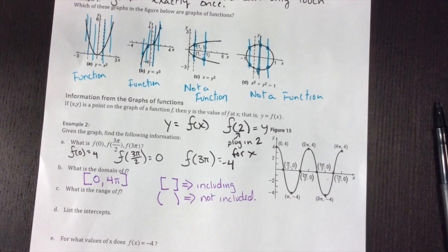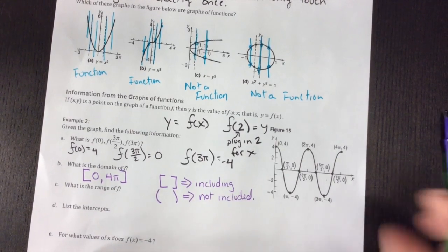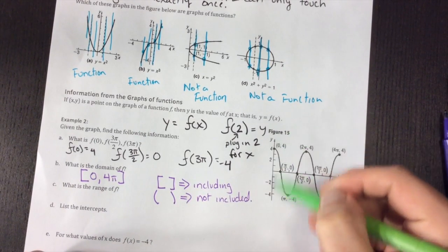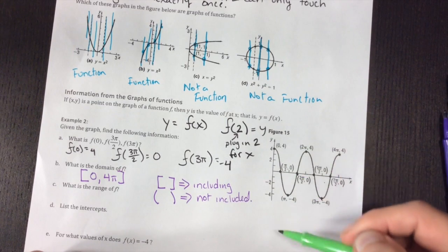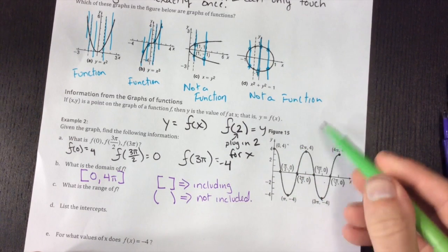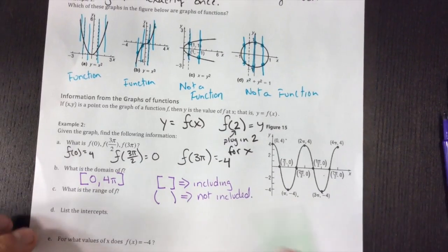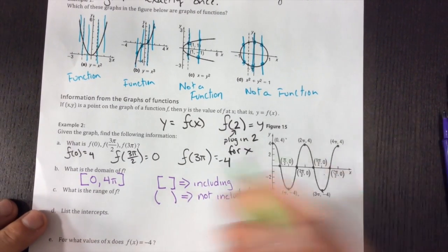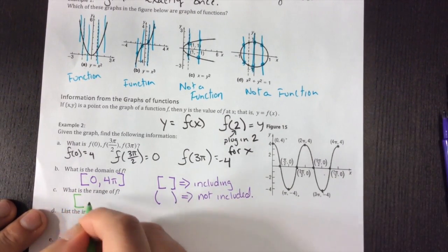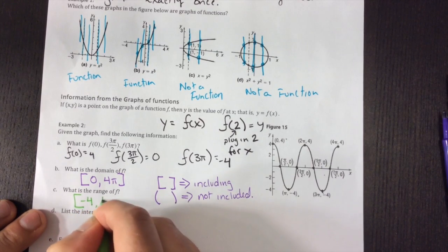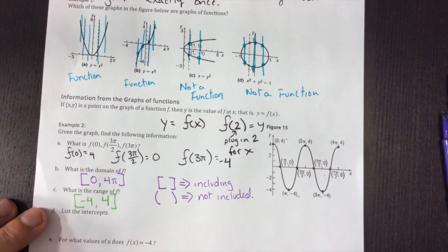So then we look at our range. Let's use a slightly different color for that. How about green? So for our range, we look at what are our y values? What's our up and down? So in this graph, the highest we can be is 4, and the lowest we can be is negative 4 for our y values, or our outputs. So we write our range as negative 4 to 4. These are all of the possible outputs that we can be.